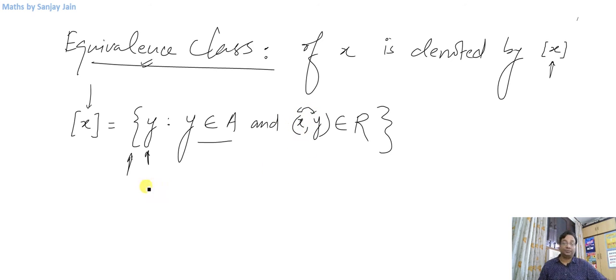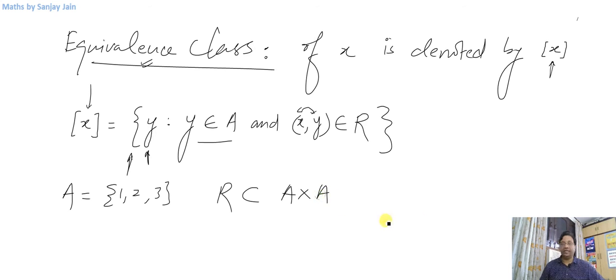Okay, so let me first of all write set A: 1 2 3. And what is relation R? Relation R is a subset of Cartesian product of A and A, right? This is something we have studied in the last lecture also. So if I write a relation, first of all, to discuss equivalence class, I should have an equivalence relation. Only in that case I'll be able to discuss this topic, otherwise this has no meaning. So first of all, write a relation which is an equivalence relation.